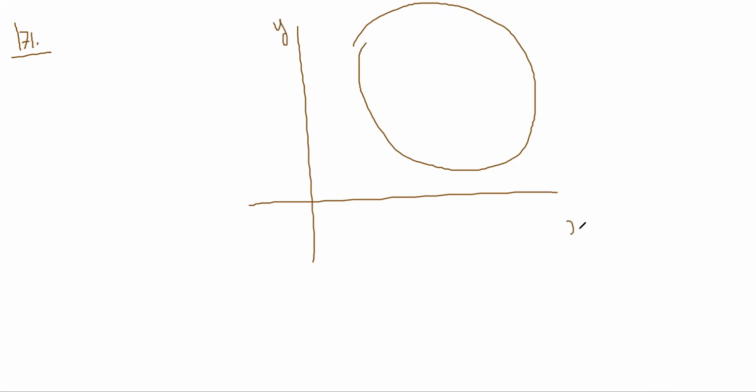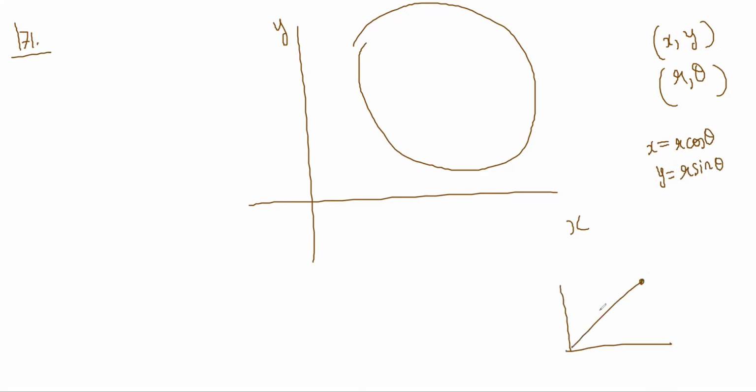Instead of x and y, we refer to every point with r and theta. So any point can be written as x equals r cos theta and y equals r sin theta. Basically r is the distance of the point from the origin and theta is the angle that it makes with the positive x axis. So that's just a new coordinate system. It is nothing special.